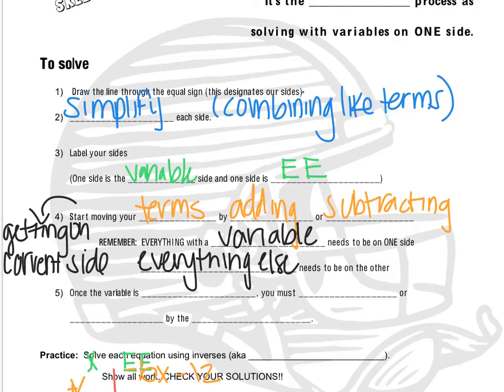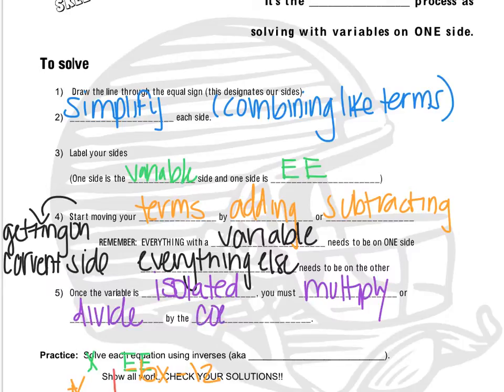So my last and final step is, once the variable is isolated, remember isolated means it's by itself, once the variable is isolated, you must multiply or divide by the coefficient.